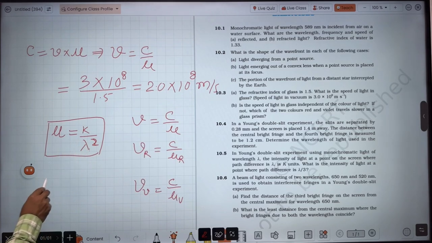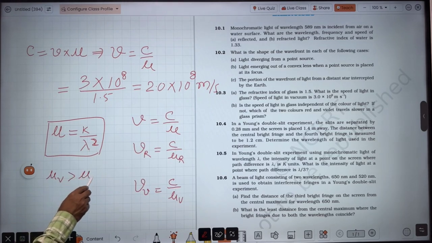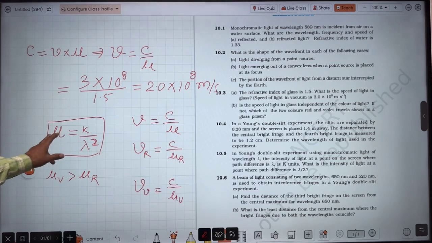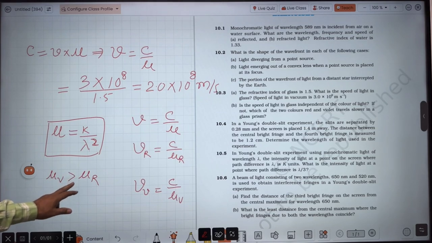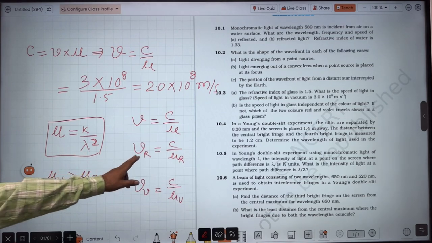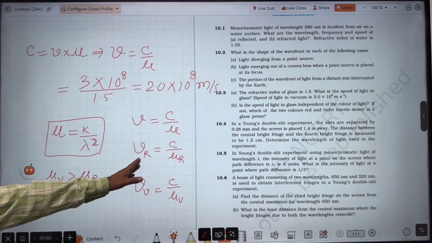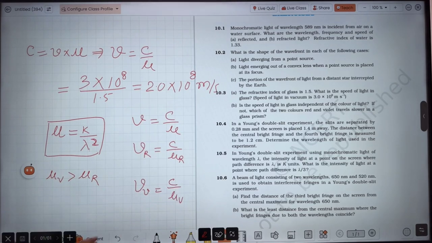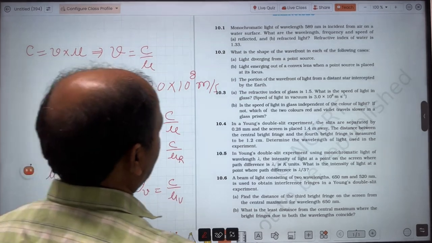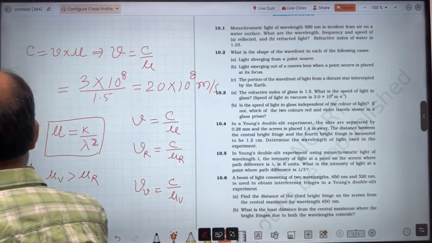So if lambda is larger, we can say mu violet will be greater than mu red, because the denominator will be larger, and in that case mu will be smaller. Correct. So if mu v is larger than mu r, then what do we get? Then we will get V red larger than V violet. I think you have understood. So this concept is being used here.